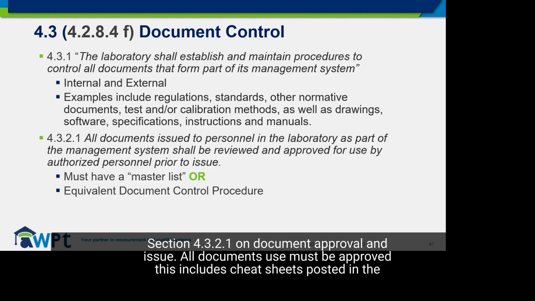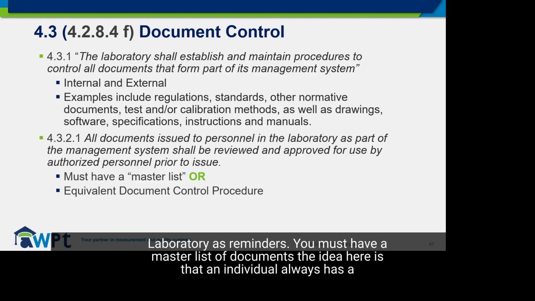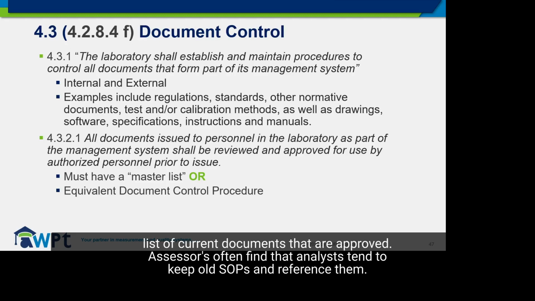Section 4.3.2.1 on document approval and issue. All documents used must be approved. This includes cheat sheets posted in the laboratory as reminders. You must have a master list of documents. The idea here is that an individual always has a list of current documents that are approved. Assessors often find that analysts tend to keep old SOPs and reference them.